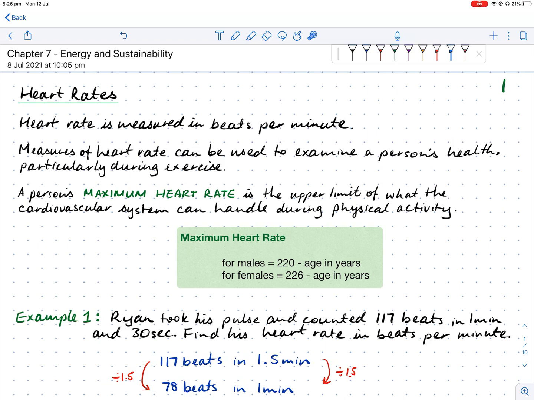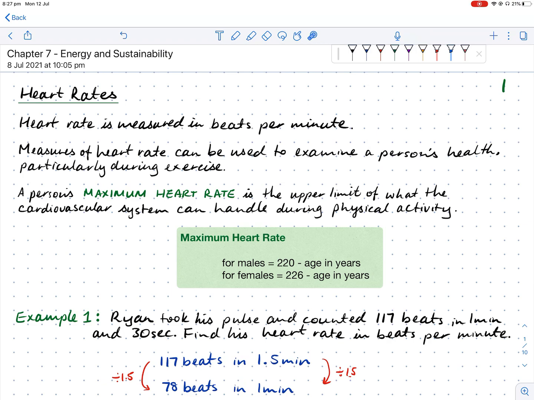The first thing we're looking at is heart rates. So we measure heart rate in beats per minute. So in PE, you may have practiced taking your pulse, so counting how many times your heart beats in a minute, or in 2 minutes, and then converting it into a simplified rate. So heart rate is beats per minute, and when you measure the heart rate, it can be used to examine a person's health, particularly if you're looking at during exercise.